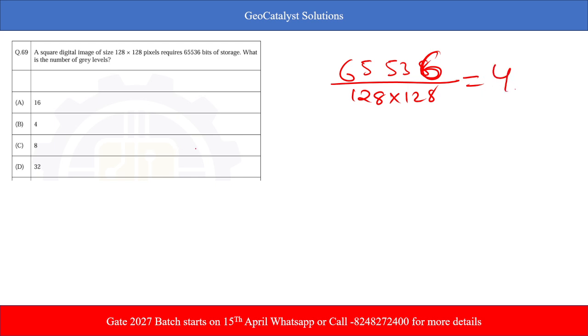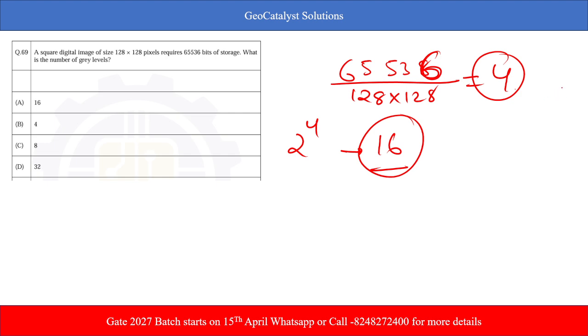Okay, and this 4, 2 power 4, if we do that, that is the number of gray levels that will be allowed. Okay, because 4 bits will come, so number of gray levels 2 power 4, 16. Okay, so 16 will be the answer.